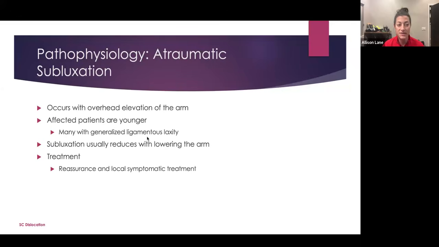There are atraumatic subluxations. So this can occur with overhead elevation of the arm, and it's usually going to be those younger patients and the ones that have the generalized ligamentous laxity. So you definitely need to consider Ehlers-Danlos and Marfan's in atraumatic subluxations. And then generally those subluxations are going to reduce when they're lowering the arm. So essentially just reassurance and local symptomatic treatment for these. They don't really need a further workup or any other treatment for these.